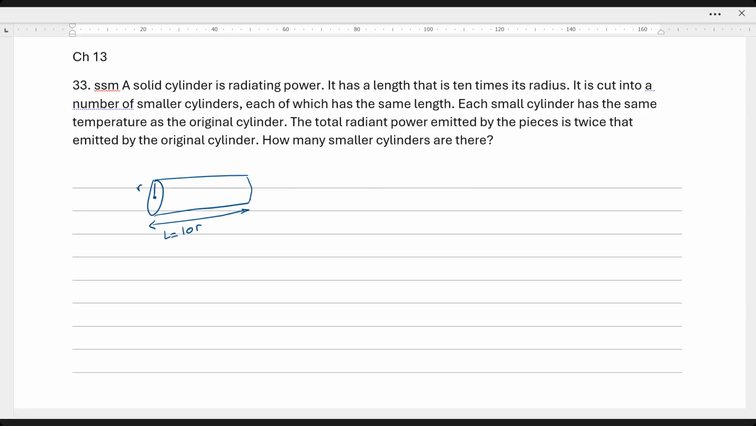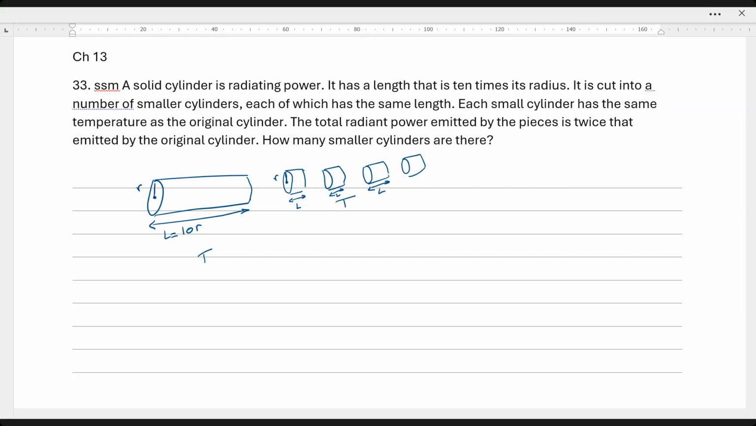So we have cut it, I would say, perpendicular to the axis of the cylinder. And the temperatures are the same for all of these objects now. The length L is the same here, but we don't know anything about it. And of course, the radius, by the way, is still the same.